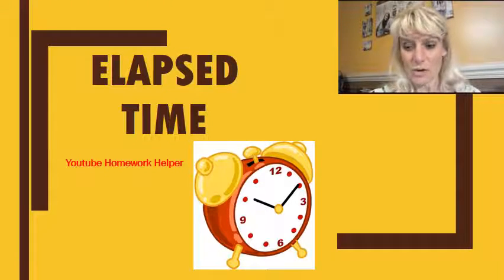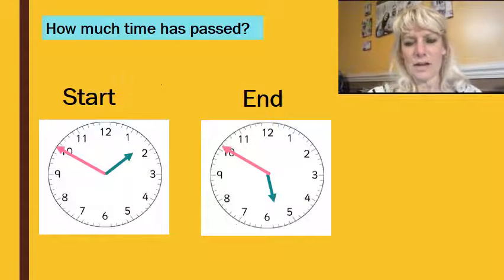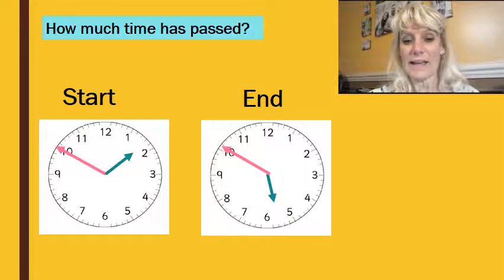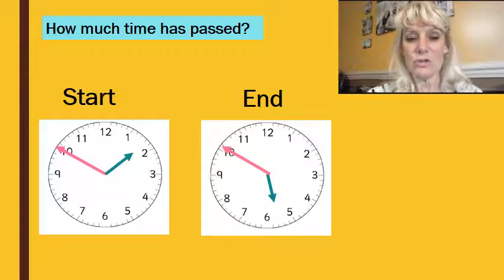All right, when we're talking about elapsed time, we're actually trying to figure out how much time has passed in between the starting of something and the ending of something. I see two clocks here and I see a start and an end. So we're going to have to decide what time it is that something is starting.